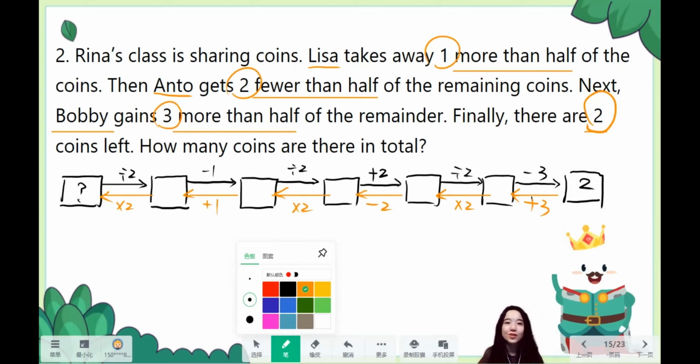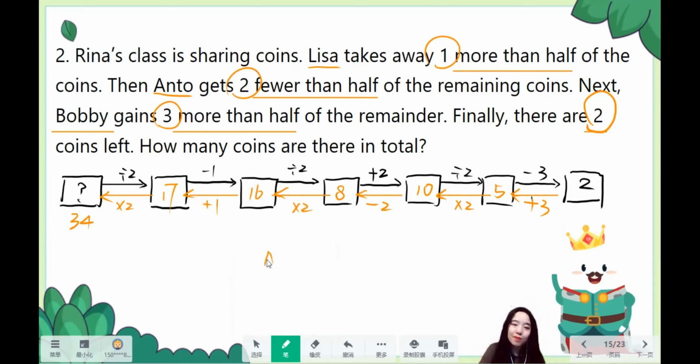Now we can start to calculate each step. First, what is 2 plus 3? It is going to be 5. Then 5 times 2 equals 10. 10 minus 2, that is 8. And 8 times 2 equals 16. Next, we add 1 to 16, we can get 17. For the last step, we just need to multiply 2 by 17, which should be 34.